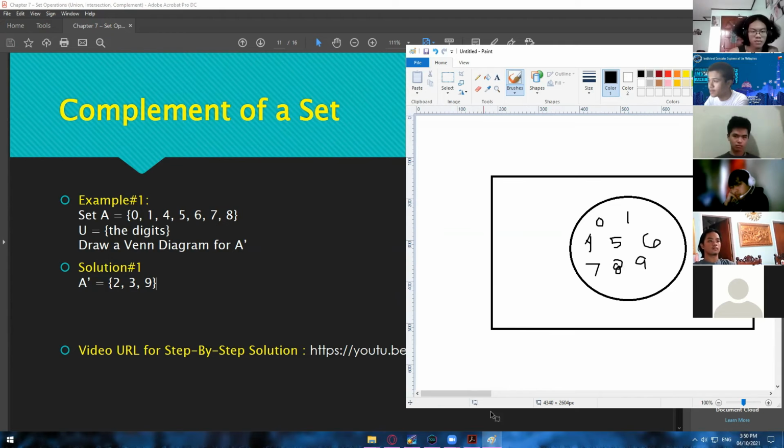Okay. And then for the A complement, it is equal to our universal set actually, since this is set A. And the universal set is equal to A complement also, which is 2, 3, and 9. All right.